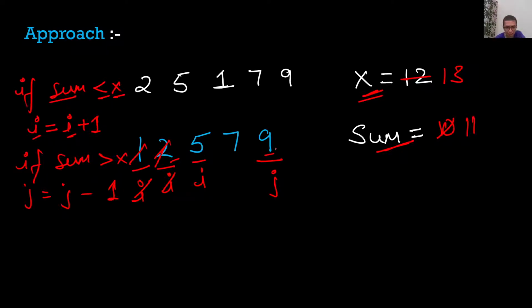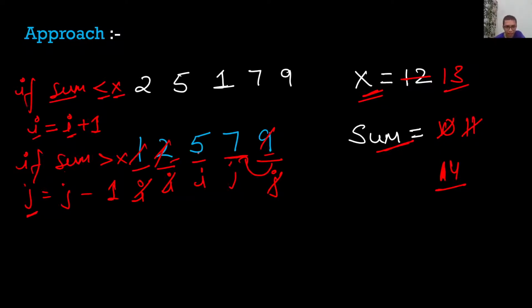So now we have 5 and 9. 5 and 9 is 14. So this time 14 is greater than x, or sum is greater than x, right? 14 is greater than 13. So if sum is greater than x, then change the value of j to j minus 1, right? Or simply move j to its previous element. So now j would point to this element and I'll discard this element.